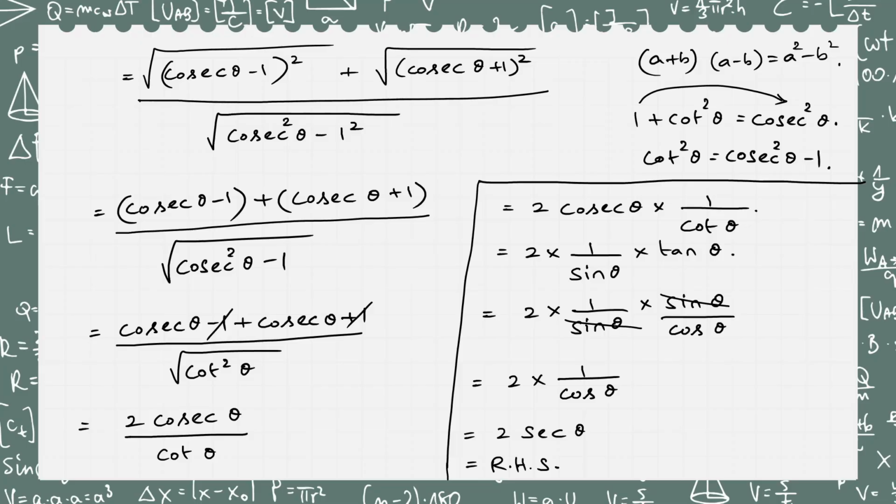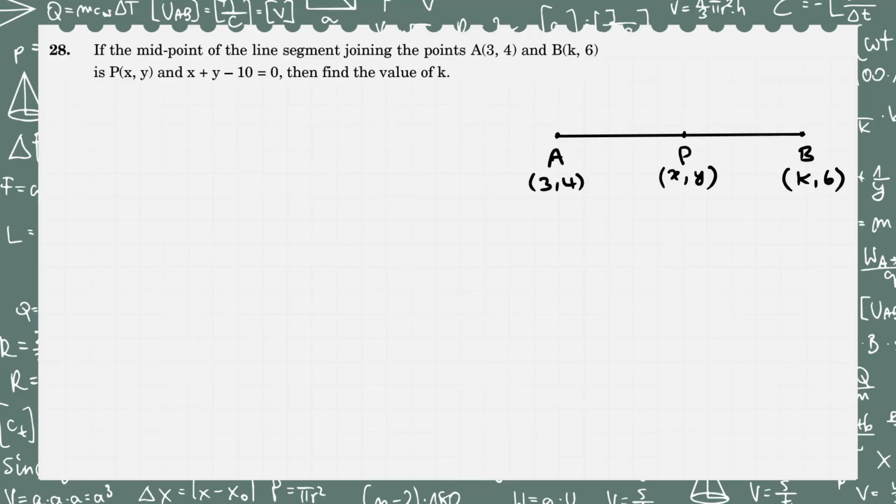Okay, let us move on to the next sum. Sum 28. If the midpoint of the line segment joining the points A (3, 4) and B (k, 6) is P(x, y) and x plus y minus 10 equals 0, then find the value of k. Okay, let us understand the given thing. There is a line segment AB whose midpoint is the point P. Okay, and there is a missing entry at the vertex B given. We need to find out that missing entry k.